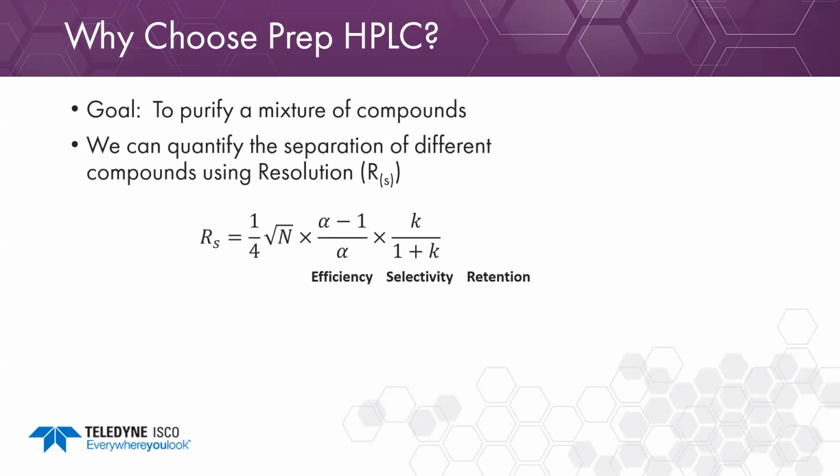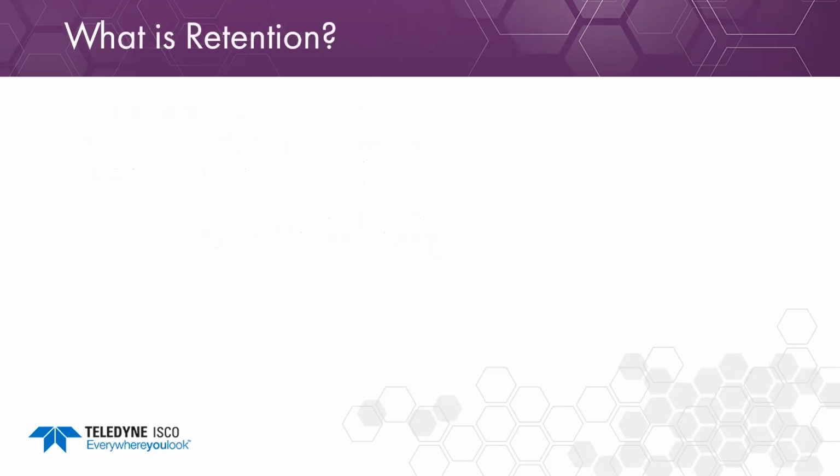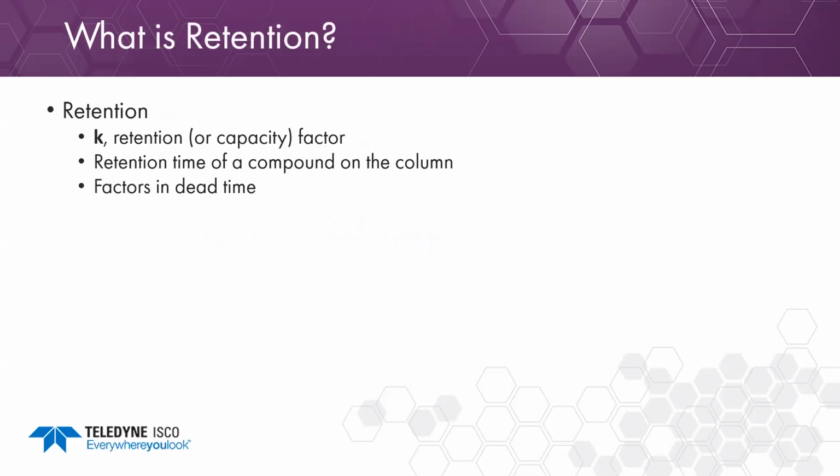The first component, the N value, refers to the efficiency. The second component, the alpha component, is the selectivity. And the portion consisting of the k represents the retention. Each of these is going to have a different magnitude of impact on the resolution equation based upon the formula listed here. To visualize that, we're first going to look at how retention can affect the resolution equation.